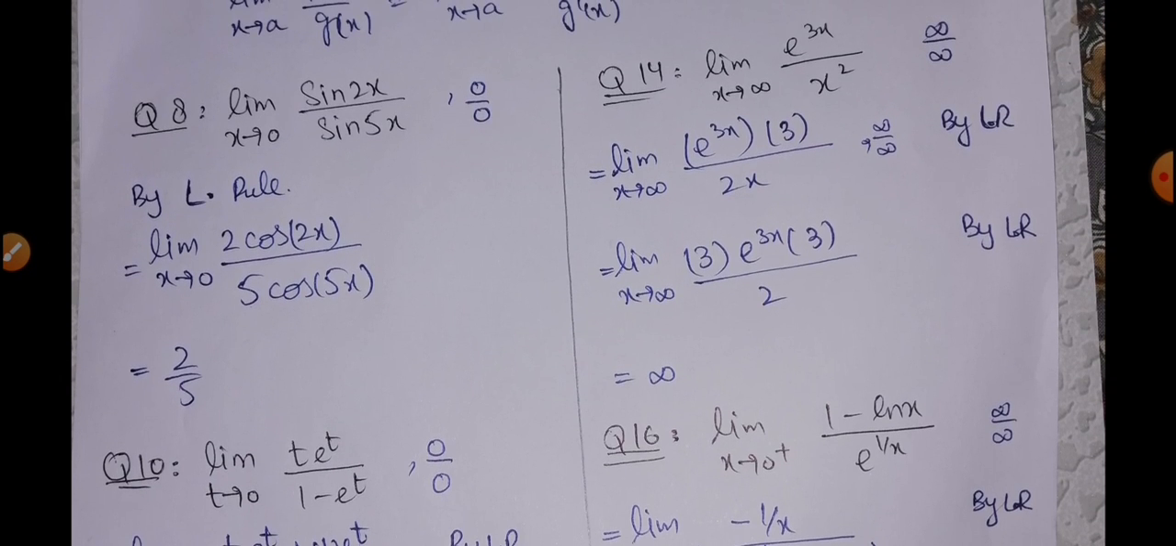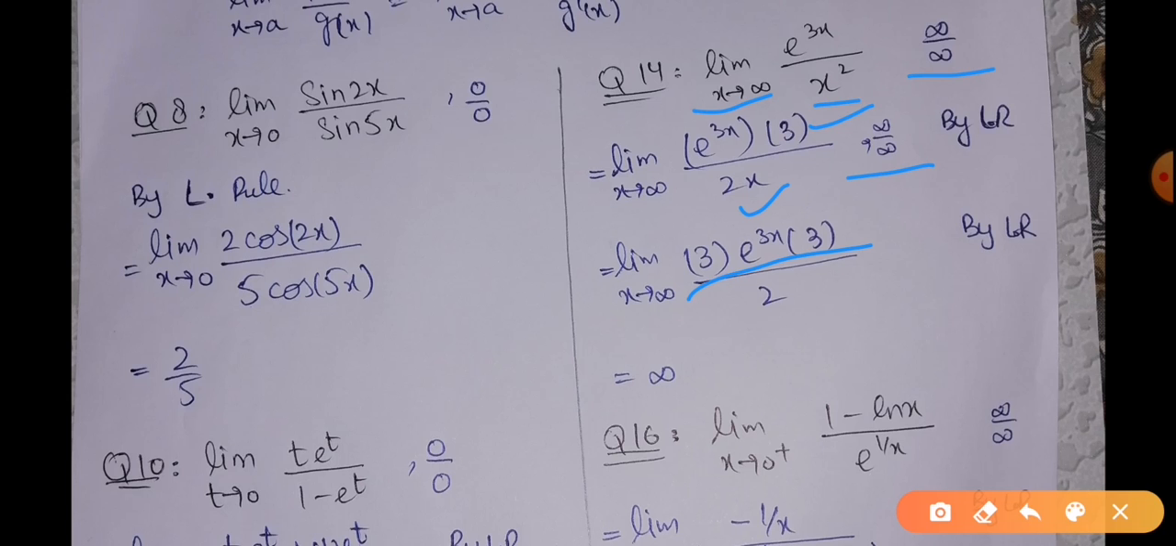Next we have question number 14 over here. Limit x approaches infinity, e raised to the power 3x over x square. Clearly we get infinity by infinity form. So we apply L'Hopital's rule, derivative of numerator over derivative of denominator, but again we get infinity by infinity. So we again apply L'Hopital's rule. It is not necessary that in each question we apply L'Hopital's rule only once. Whenever we get an indeterminate form, we can apply it. So again, taking the derivative of numerator and denominator, we get infinity as an answer.